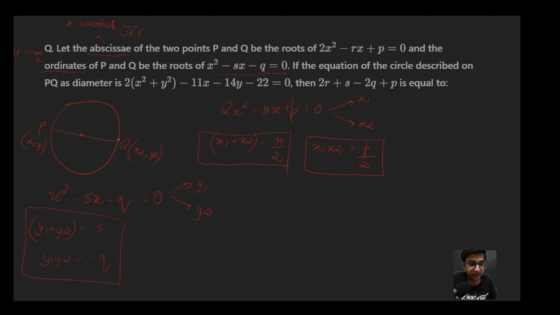Now we know that since the 2 points of the diameter have been provided to us, 2 endpoints of the diameter, we know how we can write the equation of a circle. We had studied this. That means circle's equation in diametric form. What used to be the formula? It used to be x minus x1 into x minus x2 plus y minus y1 into y minus y2. This is equals to 0. This used to be the equation of diametric form.